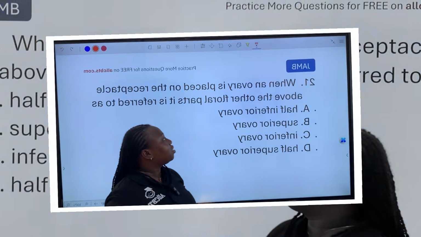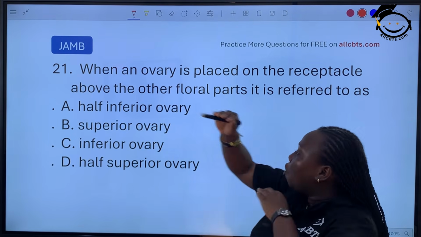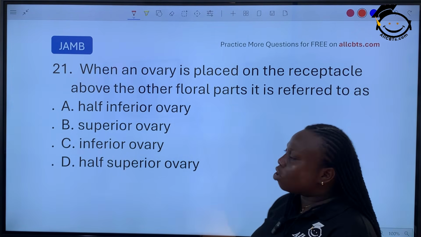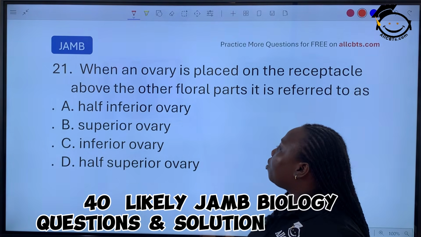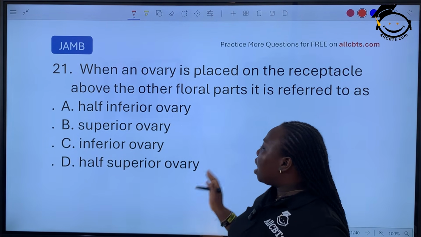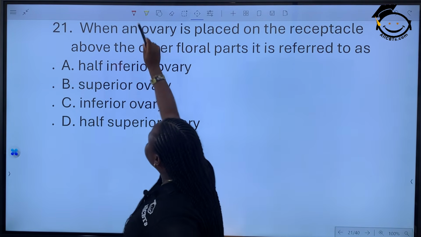Number 21. When an ovary is placed on the receptacle above the floral parts, it is referred to as what? A. Half inferior, B. Superior, C. Inferior, and D. Half superior. Now let's visualize this.